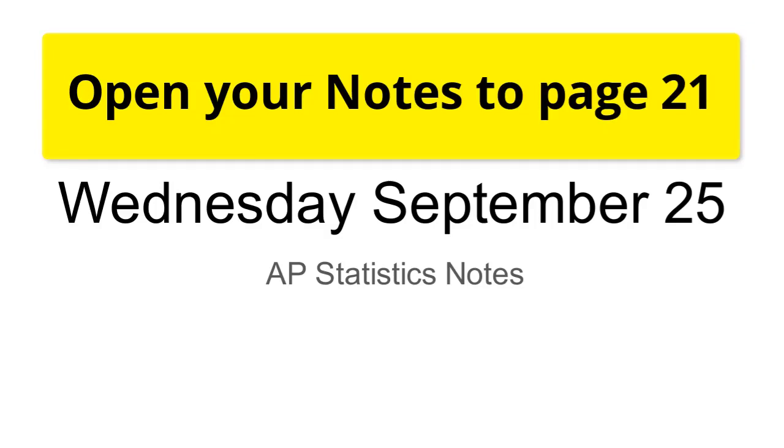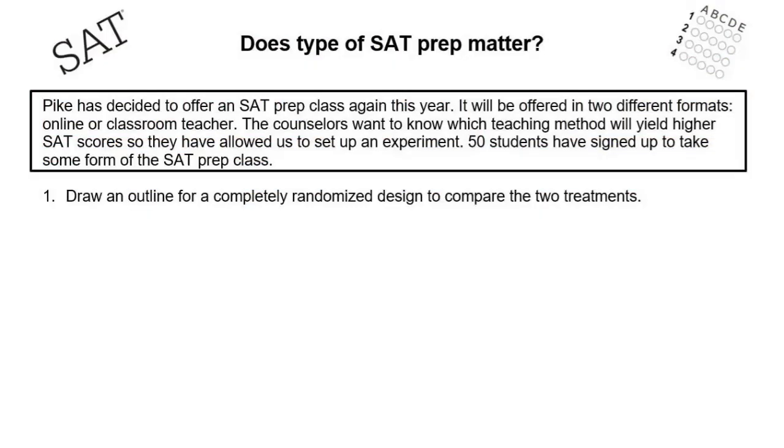First 4 or 5 minutes, right around in there, I want you guys to do question number 1. It says to draw an outline for a completely randomized design to compare the two treatments. If you remember yesterday, the very last part of the check your understanding question was drawing an outline. So use page 20 to help you do question number 1. I'm going to give you, like I said, 4 or 5 minutes to work on this piece, and then we'll go over it.